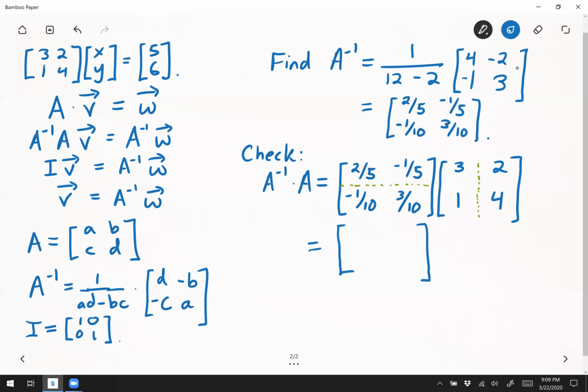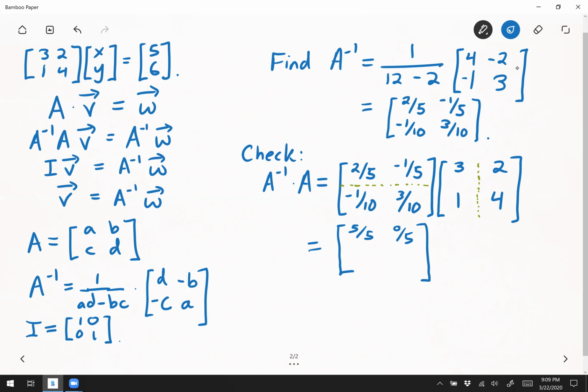Right, so to figure out in the product matrix, the top left entry, we'll take the top row of the first matrix times the left column of the second matrix. And we'll get, let's see, doing that dot product, 2/5 times 3 minus 1/5 times 1. It's 6/5 minus 1/5, that's 5/5. Next, to find the top right entry, we'll take the top row, dot product with the right column. So we'll have 4/5 minus 4/5.